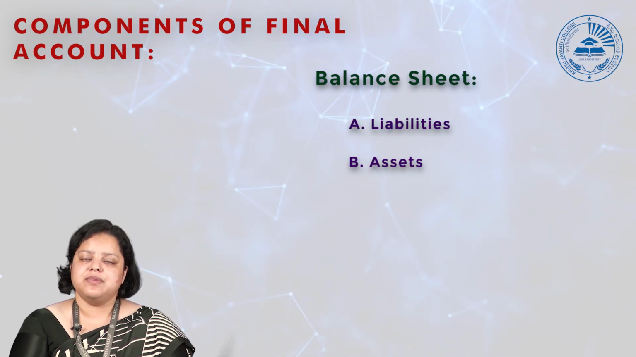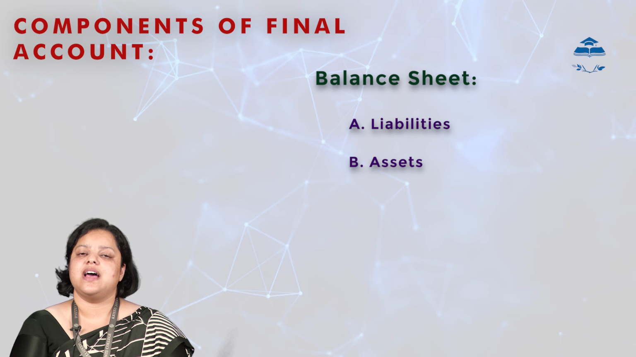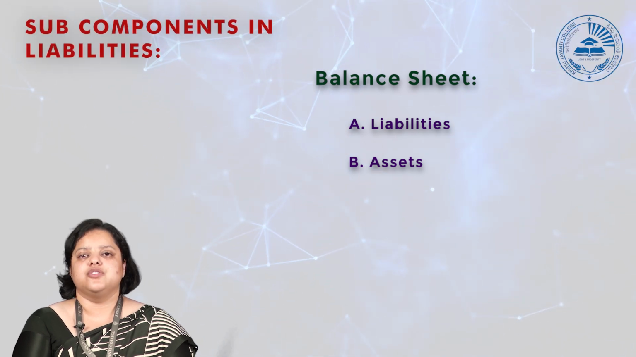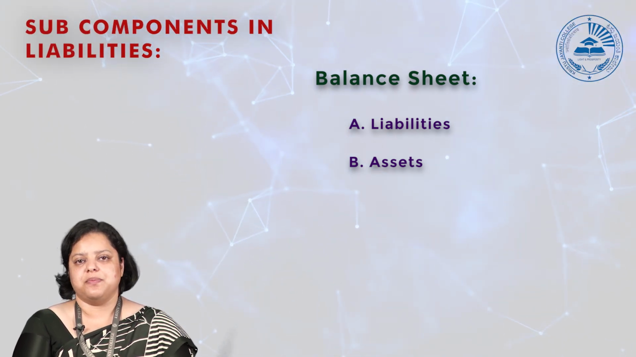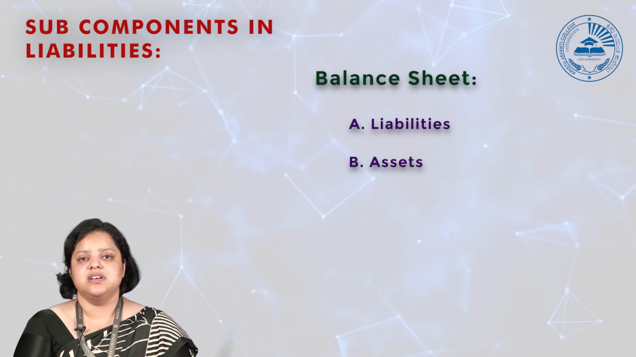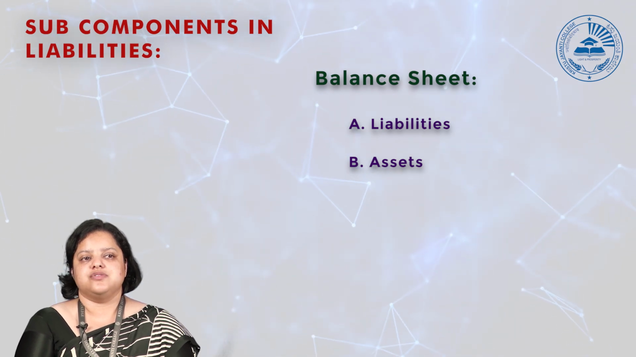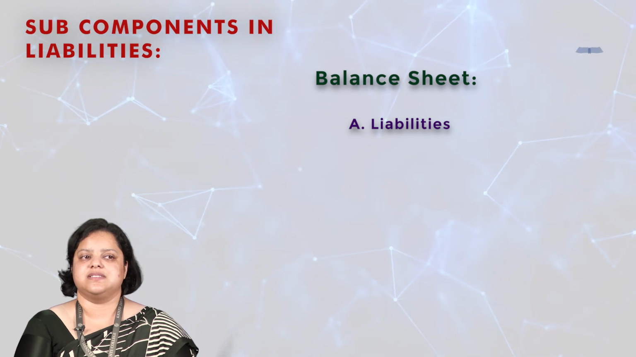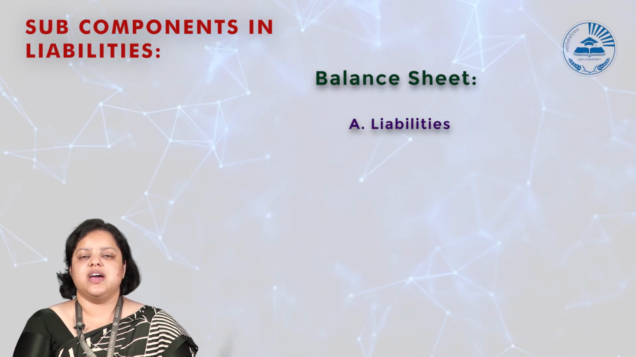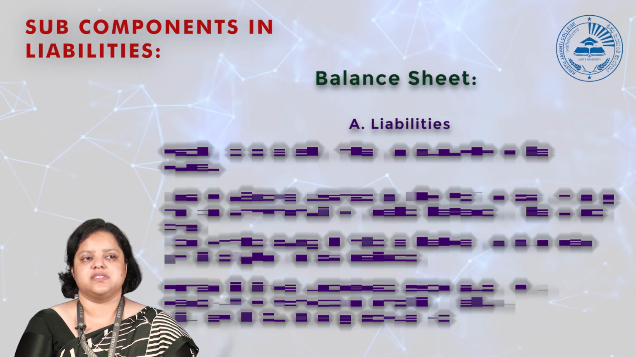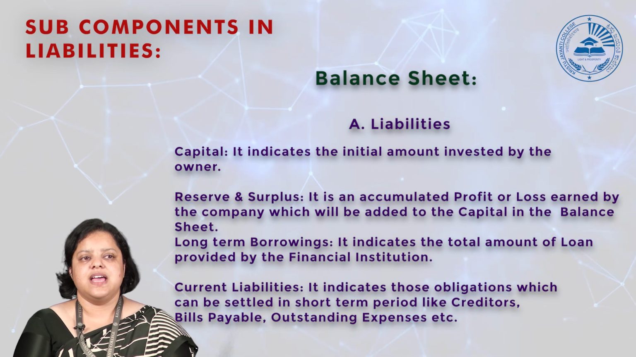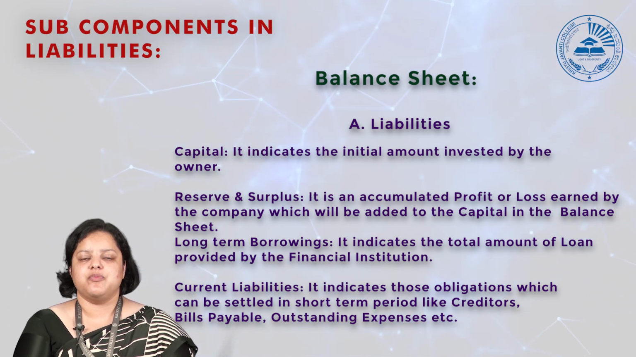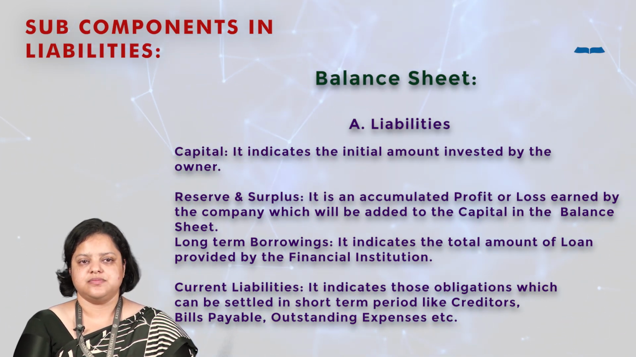But under liabilities and assets also we are having some sub-components. So before going to the format of the balance sheet, we should know about the sub-components. First, let us know about the sub-components under liabilities. Under liabilities we are having mainly four sub-components. First one is capital. Capital means it is the initial amount invested by the owner.